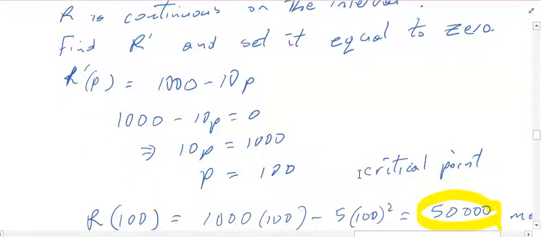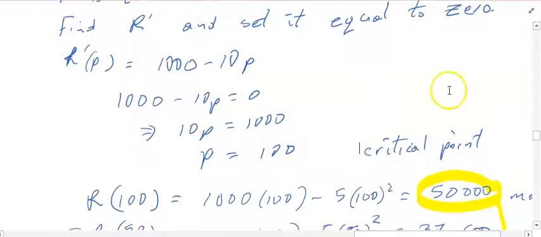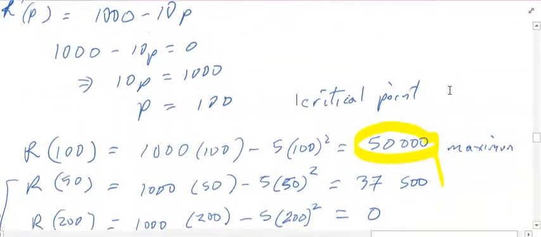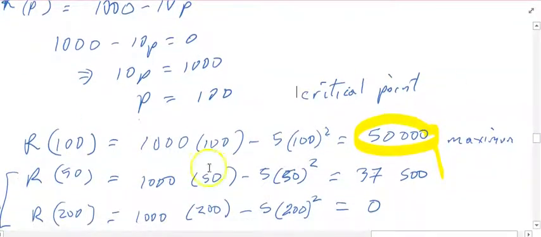Then I want to find r of 100. Plug that into the revenue function. It's going to be 1000 times 100 minus 50 times 100 squared, which is equal to 50,000. That's our maximum. If you want to check the endpoints, we can. So let's do r of 50 and we end up with 37,500. And r of 200, that is 0.